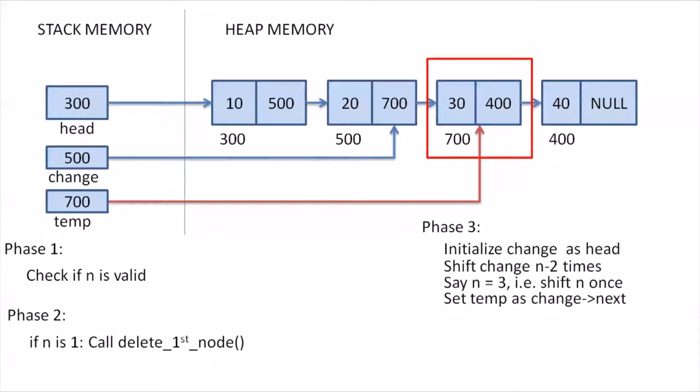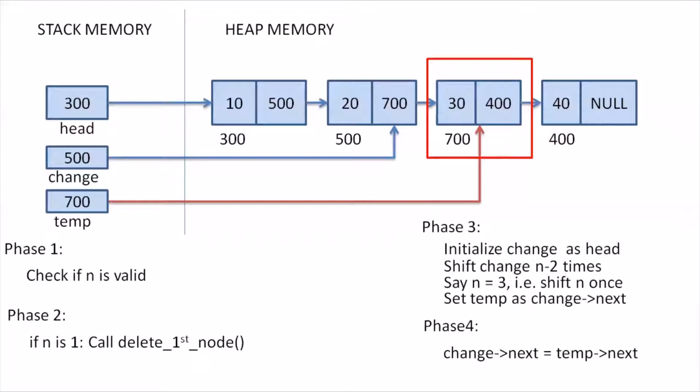So the idea is that if we want to delete a node in a single linked list, we have to set the temp pointer on the node that we want to delete and the change pointer on the node before the node we want to delete. Once we set the change and the temp pointer in their appropriate positions, then we move on to the next phase. In the next phase, we establish the link between the node before the node we want to delete and the node after the node that we want to delete.